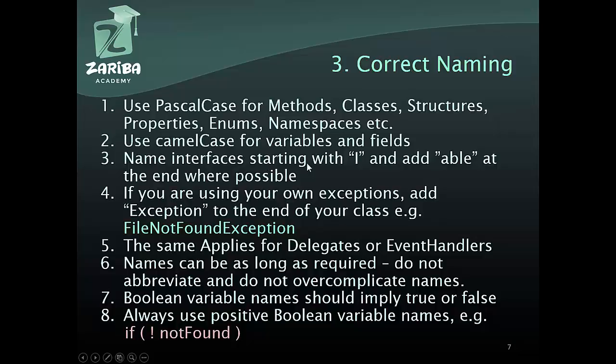Name interfaces starting with I, and add able at the end where possible. If you're doing an interface on functionality of your class, like IMovable, IDrawable, and so on, then you have to start with I and put able at the end. If you're doing an interface concerning a structure, then just take the name from the structure. There are some rules there. It has to be a noun or an adjective plus a noun. We are not going to be concerned with that. Just try to put meaningful names.